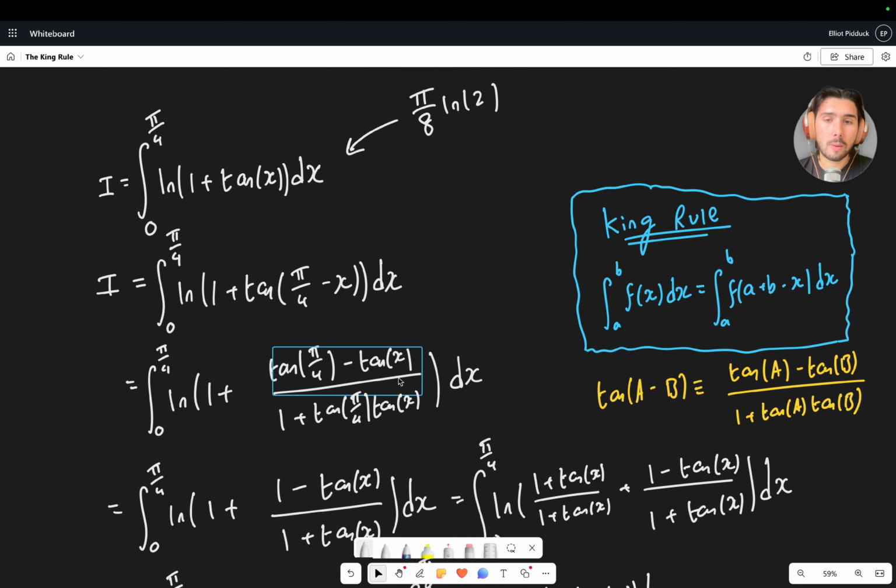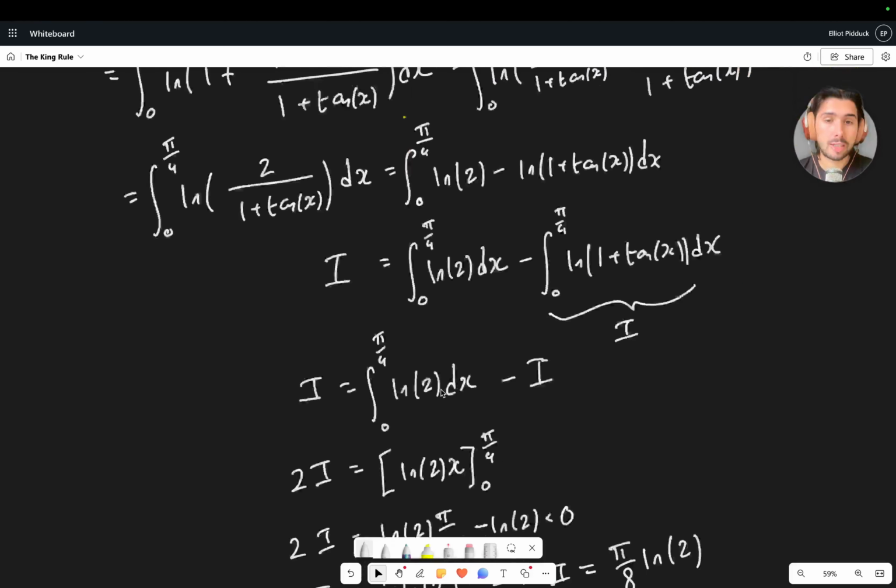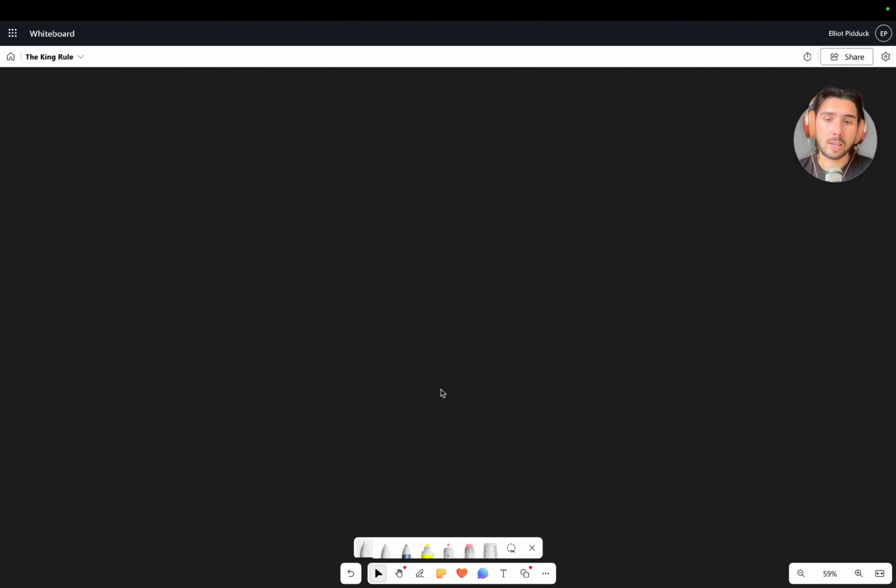Now, as promised, I'm going to show you an even crazier thing that you can do with the king rule involving a more general class of functions. So there is a class of functions that I'm going to tell you about in a second that you can basically instantaneously find the indefinite integral of, as long as you know this more advanced version of the king rule. Let me show you exactly what I mean.